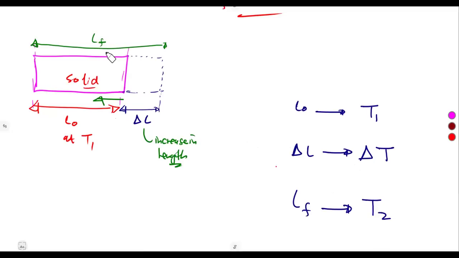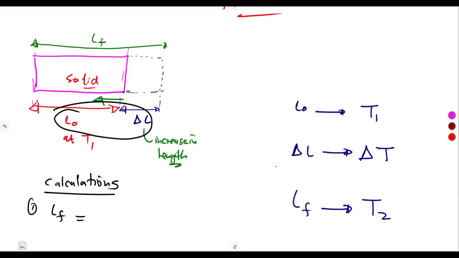All right. So let's go back to the calculations that you're going to need. As for the calculations, guys, without wasting much time, let's start with the final length. LF is the final length, and it is the sum of these two mathematically: original length plus the change in length.